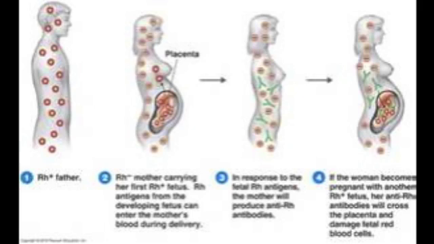If that baby is exposed and that mother is creating antibodies against it, there are possible treatments that include in utero transfusions, maternal plasma exchange, preterm labor induction, post-delivery transfusion, and phototherapy for jaundice. So there are some treatments, and that's basically all I've got for you today.